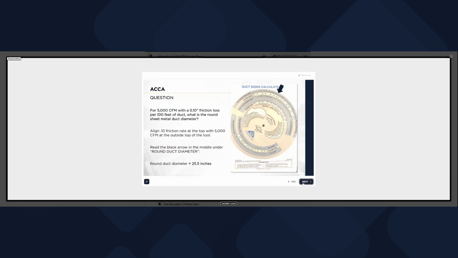Question: for 5,000 CFM with a 0.10 inch friction loss per 100 feet of duct, what is the round sheet metal duct diameter? Align 0.10 friction rate at the top with 5,000 CFM at the outside top of the tool. Read the black arrow in the middle under round duct diameter. Round duct diameter equals 25.5 inches.